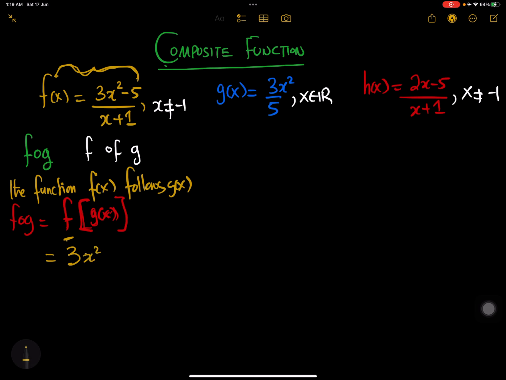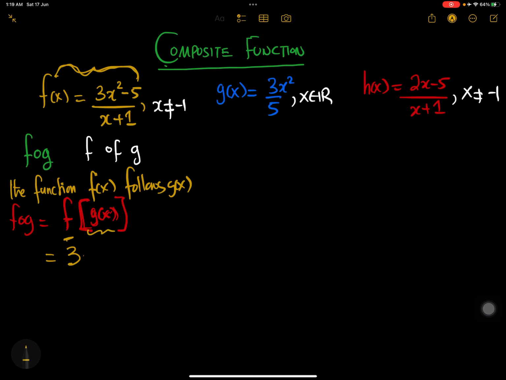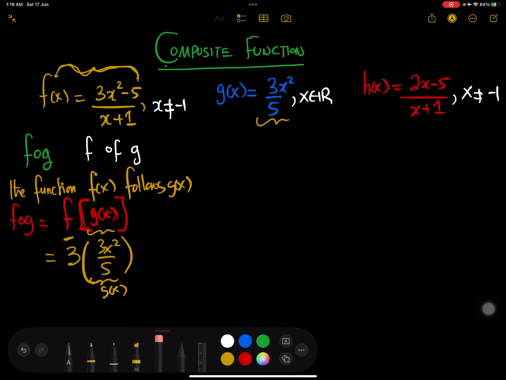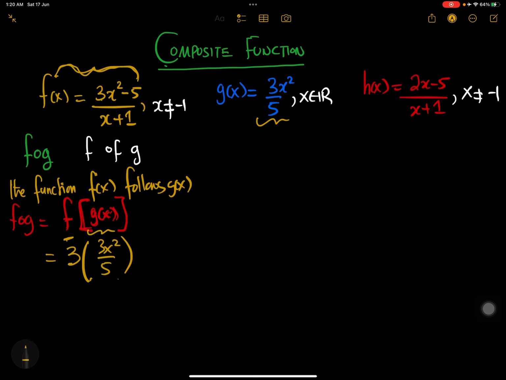3x squared, but we cannot write 3x squared. Why? Because the x there is g of x. Don't forget, the x there is g of x. So we're going to put g of x, the whole of that, which is 3x squared over 5. This is g of x. All right, we are trying to write the whole of f of x. When we started writing f of x, we had 3 and x squared, but the x there is g of x. And don't forget, the g of x is being squared, so we put a square there.